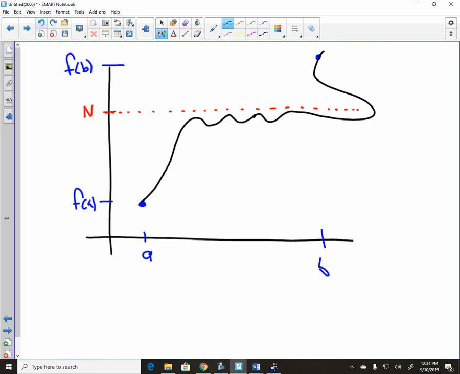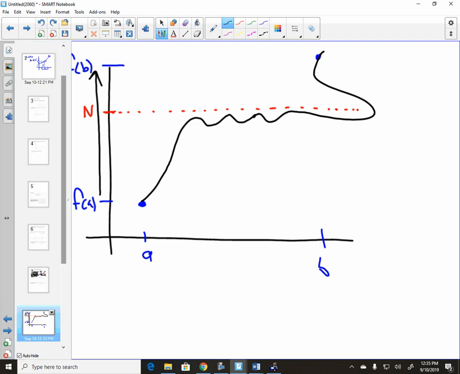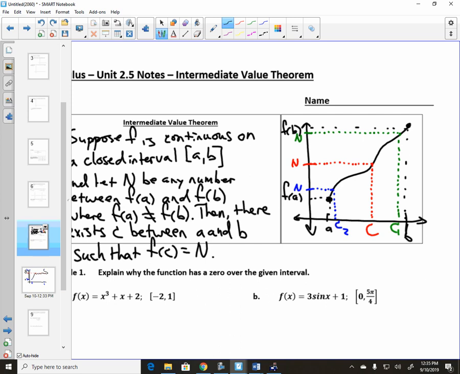So you can see that if you're going to go from A to B, you've got to cross over every y value in between. If you're going to go from this first y value to the second y value, you've got to cross over every single other y value in between. That's really what the intermediate value theorem says. We call it IVT for short. Okay, so let's try a couple of practice problems.